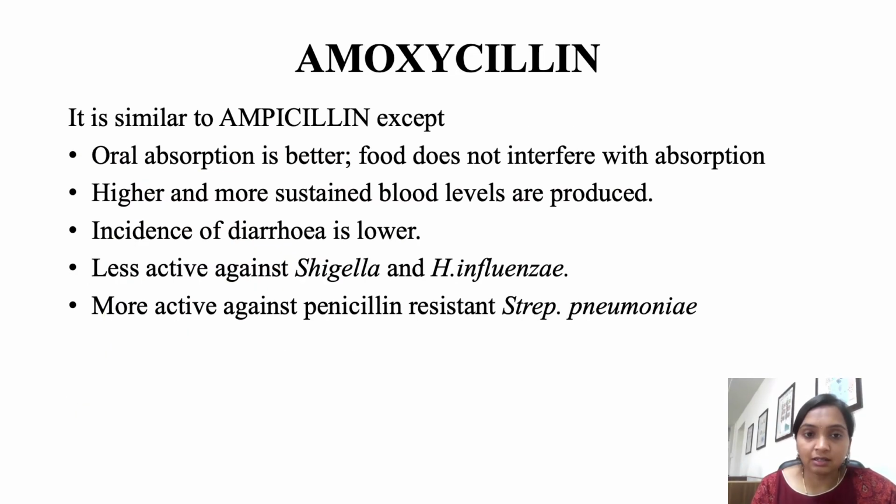One of the other aminopenicillins is amoxicillin, similar to ampicillin, except that its oral absorption is better than ampicillin. It does not interfere with food. Higher and more sustainable blood levels are produced by amoxicillin when compared to ampicillin. And the important side effect I told was diarrhea, which is lower in case of amoxicillin, and also it is less active against Shigella and H. influenzae. This is also important, and it is more active against penicillinase resistant streptococcal pneumonia. These are the salient features of amoxicillin.